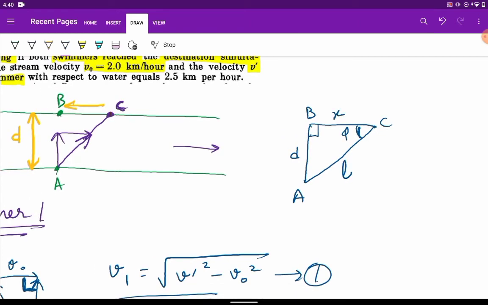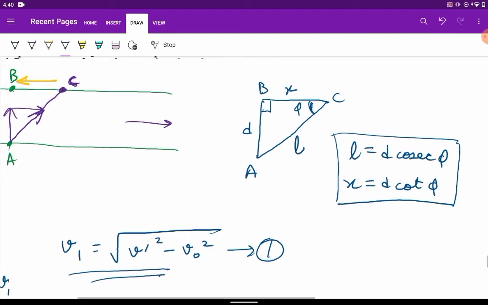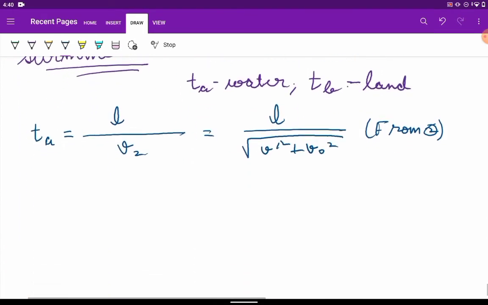Okay, so now again, if we go back to the triangle, this is L and this I'm calling X. So now in terms of phi, L would essentially become d cosec phi, right? Because sin phi is d by L, and X becomes d cot phi, because tan phi is d by X. So these are just simple relations from trigonometry.